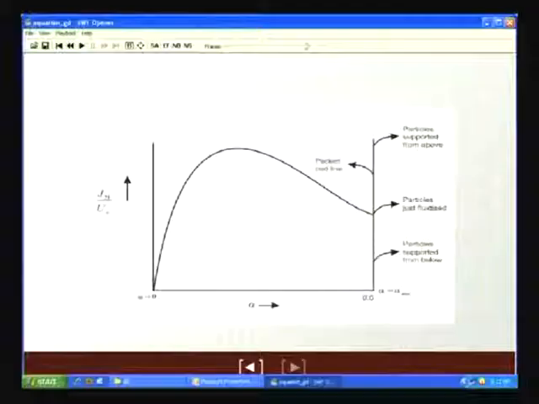So, for the fluid particle system, as I have already shown you, we can go till a particular point, beyond that it is not possible. So, this gives you the limit of the packed bed line, where at this particular point particles are just fluidized. Here particles are supported from below, here particles need to be supported from above.